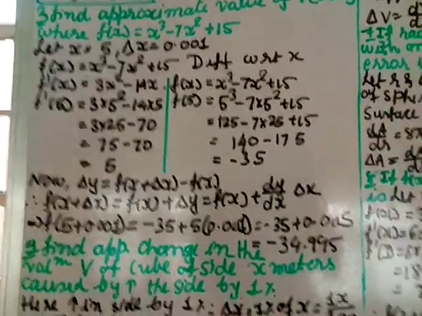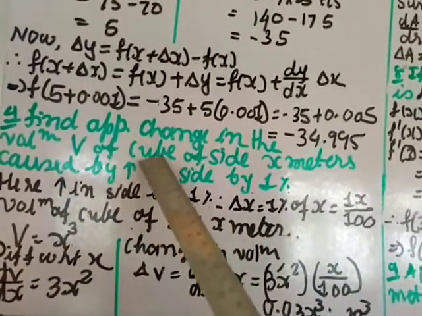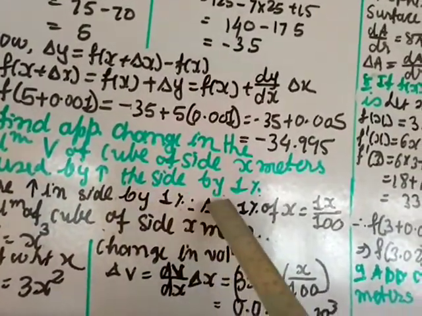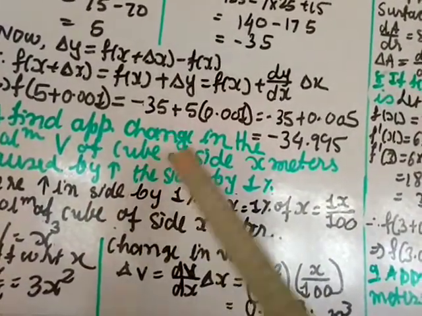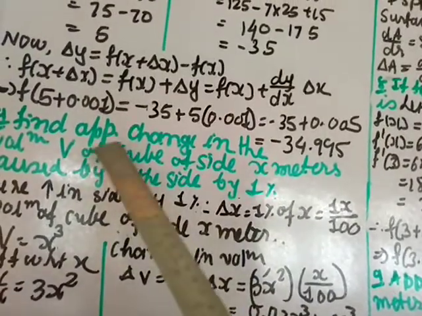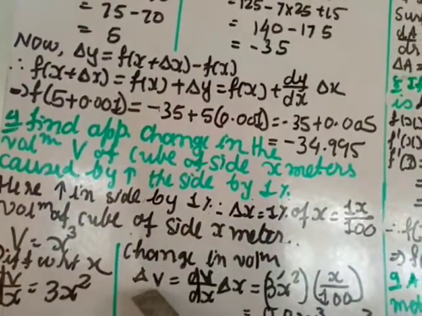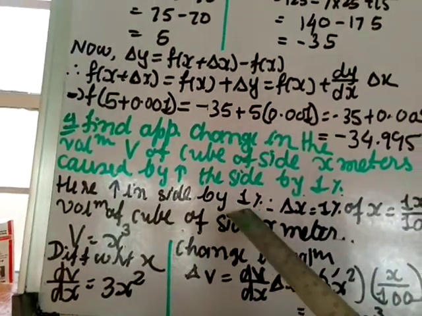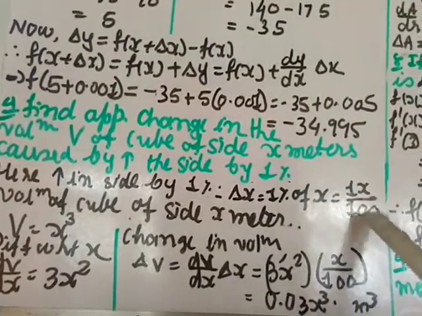Question number 4. Find the approximate change in the volume V of cube of side x meters caused by increase in the side by 1%. Here only you have to find approximate change, not the approximate value. Okay, approximate change, that means change in the volume, that is delta V you have to find. Okay, only delta V is asked here. So now increase in the side by 1%. So you can write that is a delta x.